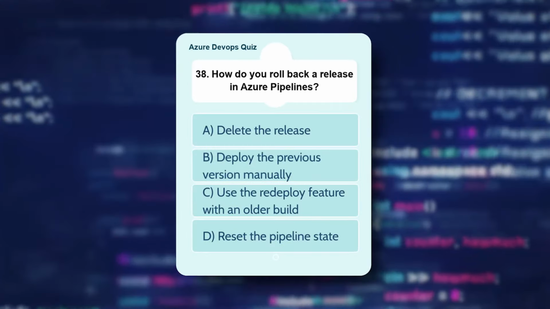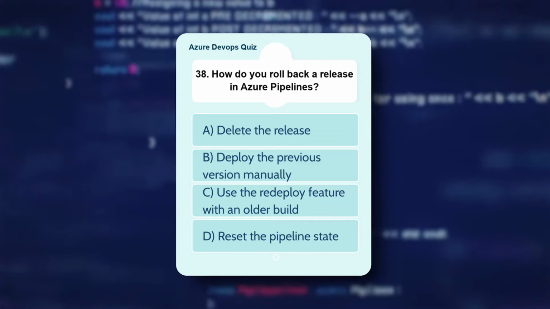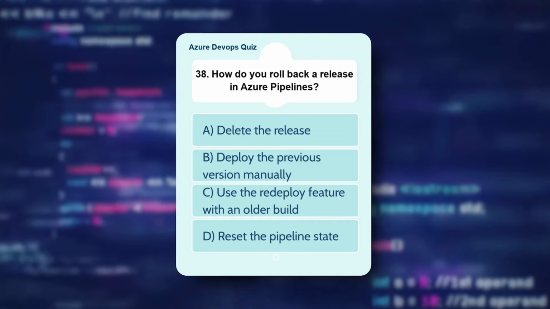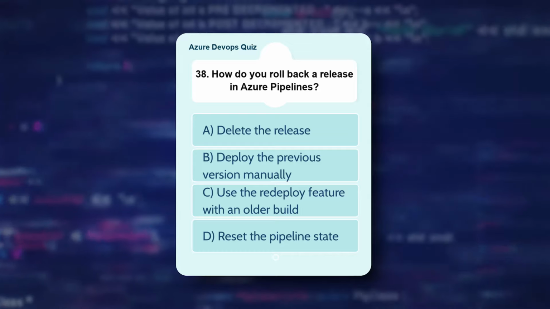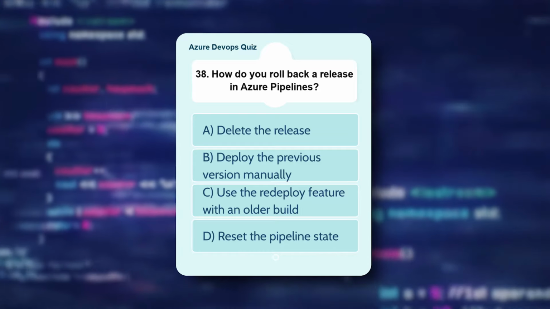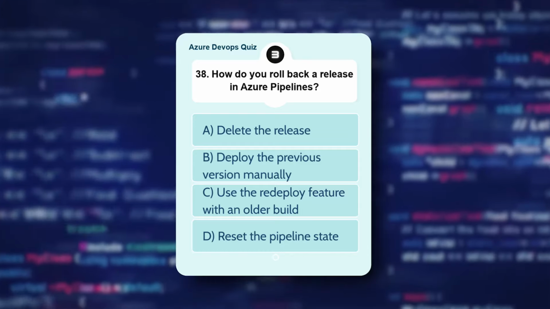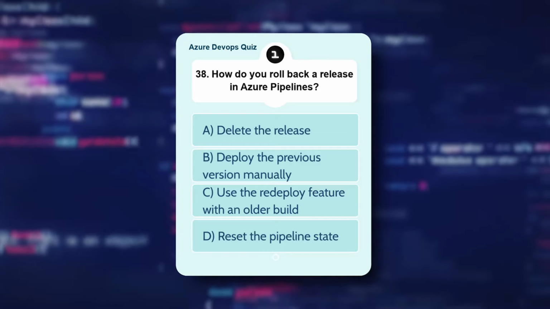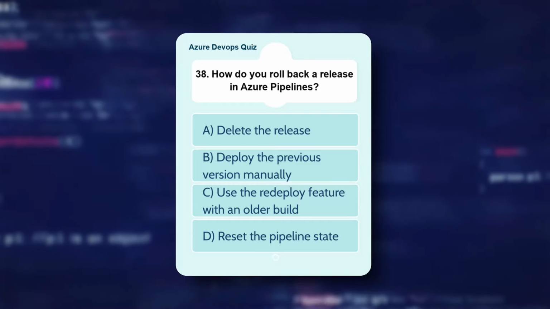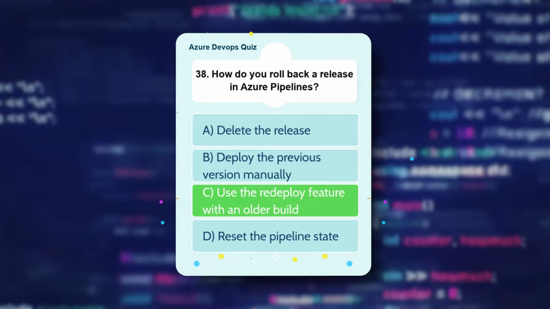38. How do you roll back a release in Azure Pipelines? A. Delete the release. B. Deploy the previous version manually. C. Use the redeploy feature with an older build. D. Reset the pipeline state. Answer: C. Use the redeploy feature with an older build.